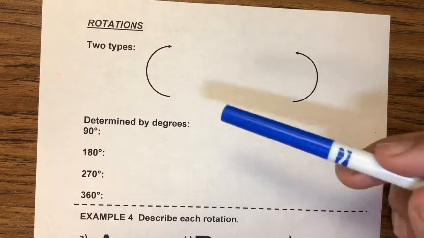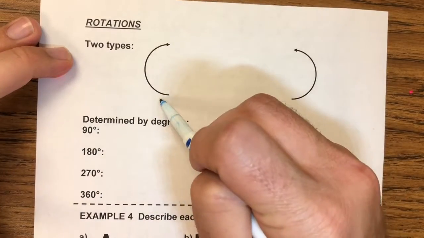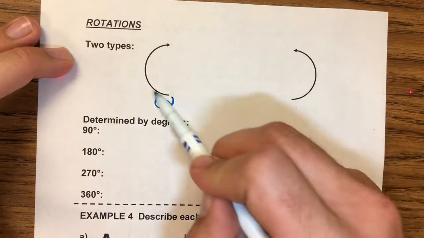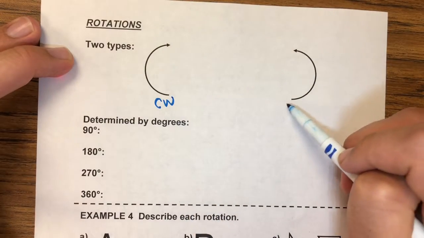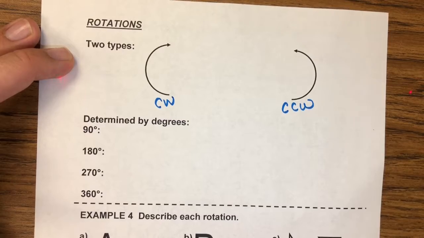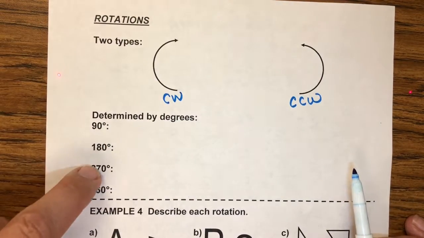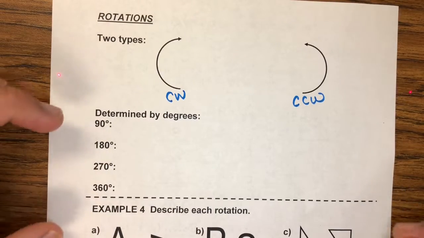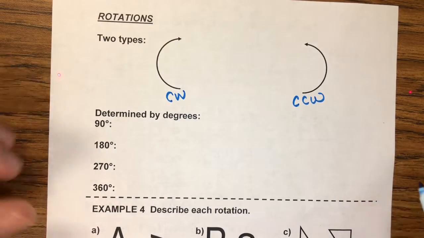All right, so on rotations, we have 2 types of rotations. We have a clockwise rotation, and that's which way the second hand goes on the clock, and the minutes and the hours. Okay, and then we have a counterclockwise rotation, which is in the opposite direction. Now we can determine pretty easily these 4 turns, or these portions of turns, parts of turns.